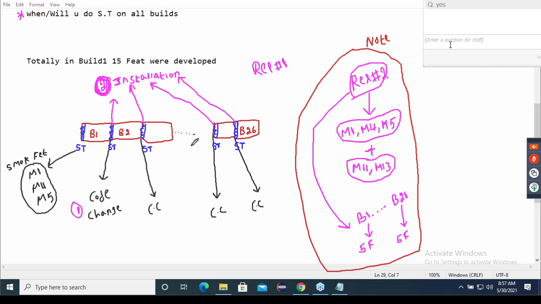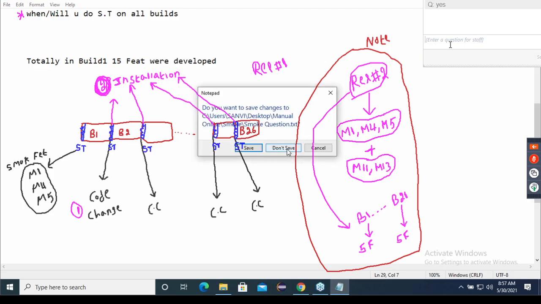If he asks whether code changes are mandatory, then you say code changes will come into the picture only if the modules are dependent. Have you understood this? Is this clear? Yes? Okay, good. Now we have finished the complete concept of smoke testing.